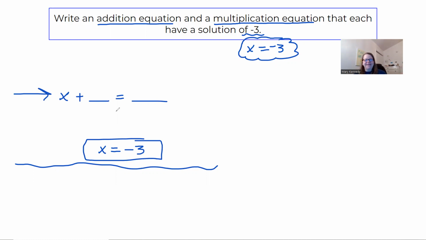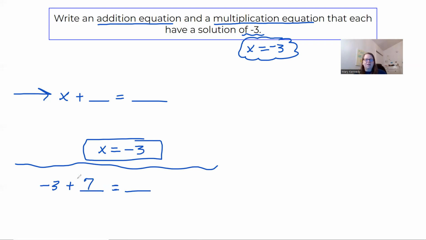I'm going to keep it fairly simple. You could do decimals or fractions or all kinds of stuff. But what I really know is that I have -3 where the x is, right? -3 plus something equals something. And so you can set it up so many different ways. We're just going to pick a number to start with. It doesn't matter what you pick to begin with. So I'm going to say I'm going to add 7.